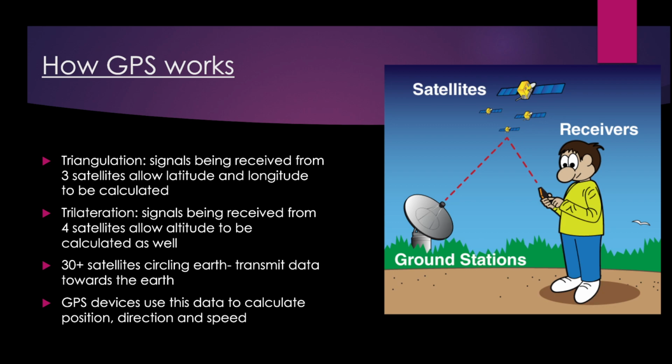There are 30 plus satellites circling the Earth. These satellites transmit navigation data towards the Earth containing the satellite's position, a timestamp, and the health of the satellite. GPS devices need to know all these factors. As satellites travel at a known velocity, these factors provide enough information for the device to perform the calculations. These calculations are not only for position, but also direction and speed. The accuracy of these calculations can vary by manufacturer and model of the GPS device.